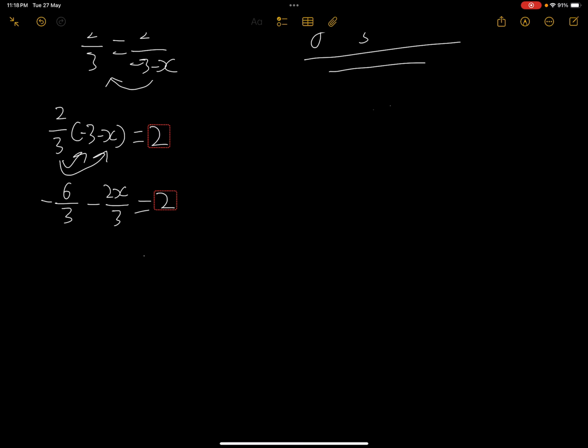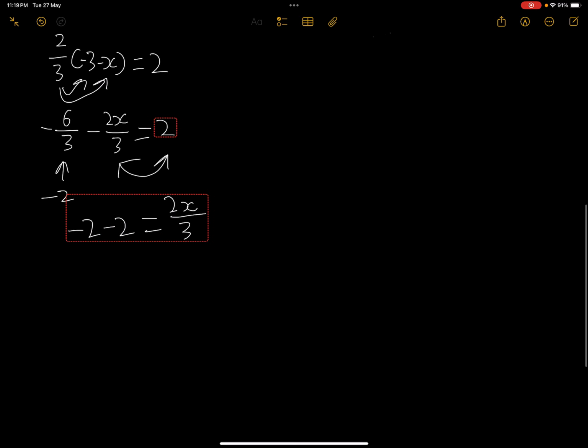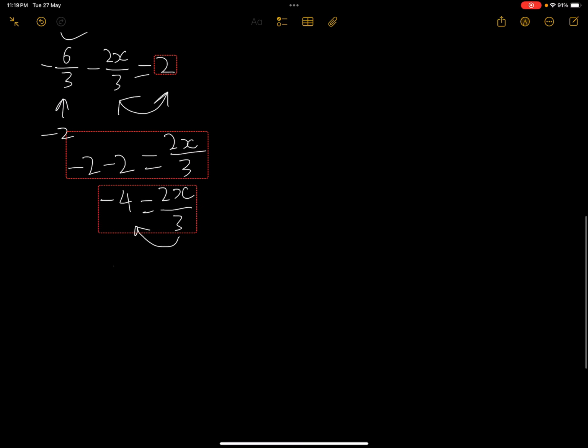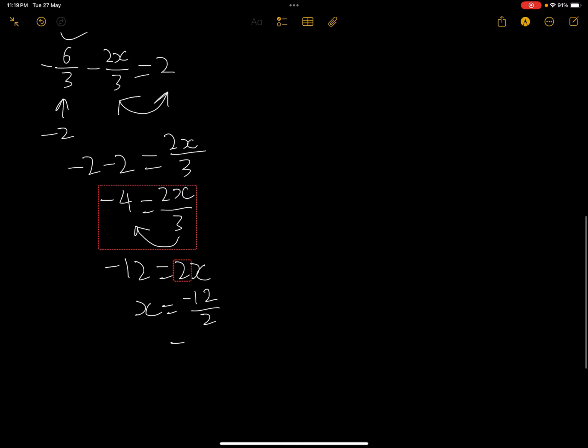Now that we have this, we can switch these two values to give us, well, we know that -6 over 3 is 2, so -2 minus 2 equals 2x over 3. That leaves us with -4 equals 2x over 3. We move 3 over. 3 times -4 is -12 equals 2x. X equals -12 over 2.